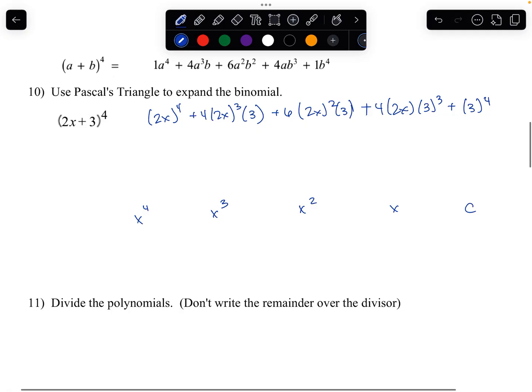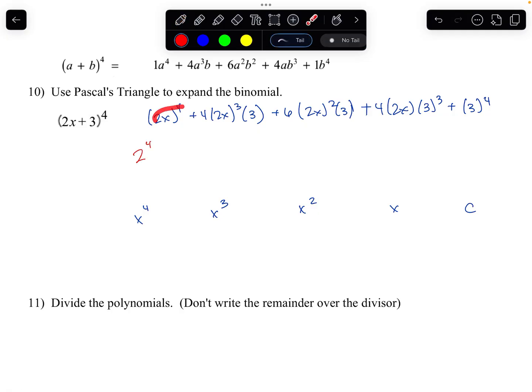But for the coefficients, this one's going to be 2 to the 4th. So we're going to raise 2 to the 4th power. 2 to the 4th power is 16. So that's what's going to go here. For the next one, that's going to be 4 times 2 to the 3rd times 3. So calculator will help here. So 4 times 8 times 3. So this next number is going to be positive 96.